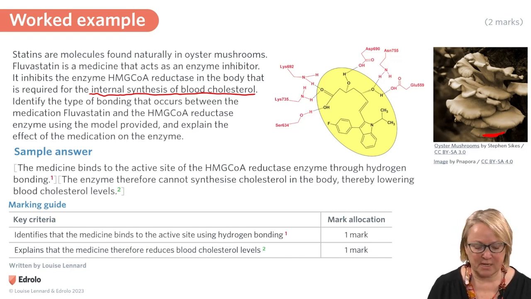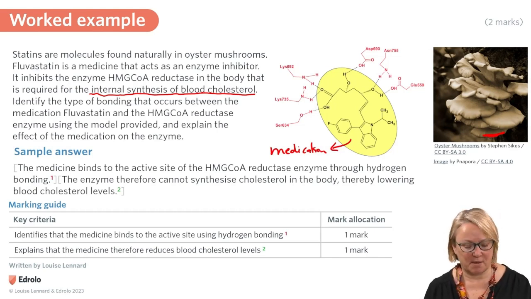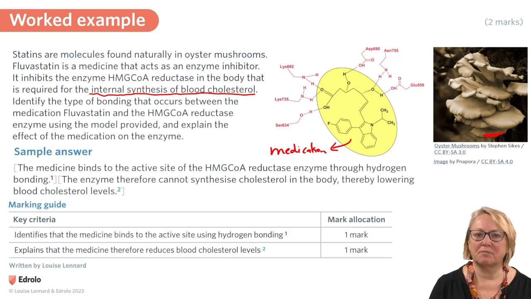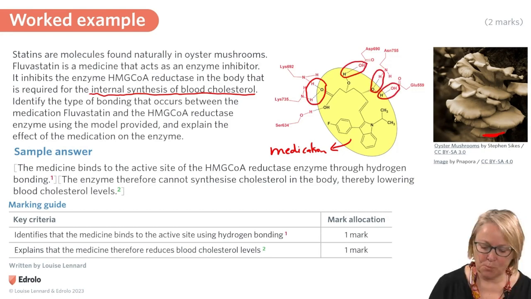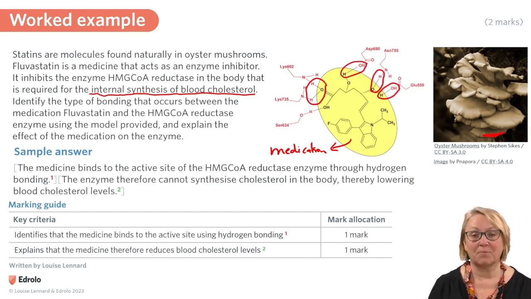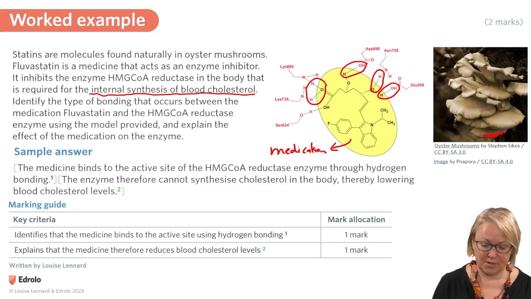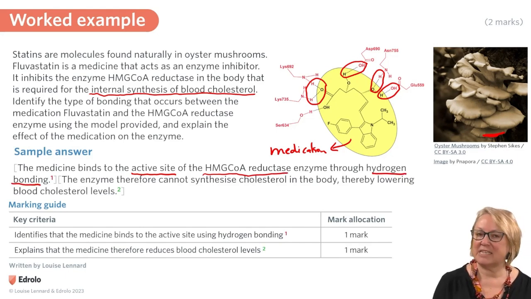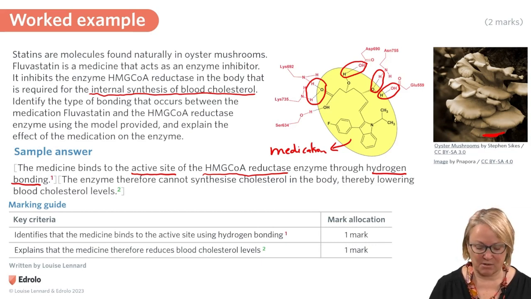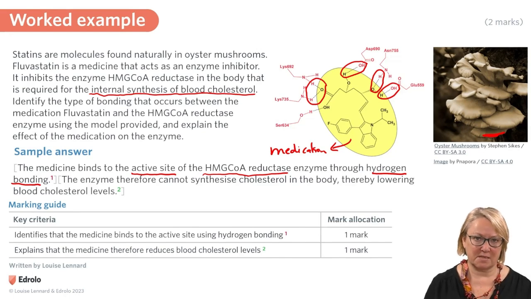So identify the type of bonding that occurs between the medication, the fluvastatin, which is in yellow, and the HMG coenzyme A reductase enzyme. And we've got the active parts of the substrate, using the model provided, and explain the effect of the medication on the enzyme. So if we look closely, we can see some hydrogen bonding between the medication and the enzyme that synthesizes cholesterol in the body. According to the model, the medicine binds to the active site of the HMG coenzyme A reductase enzyme through hydrogen bonding. We can clearly see that in the diagram. The enzyme therefore cannot synthesize cholesterol in the body, and that's the mechanism where it lowers blood cholesterol levels. So there's 1 mark for each of those.